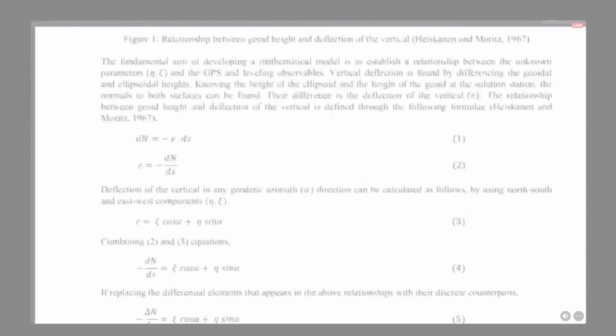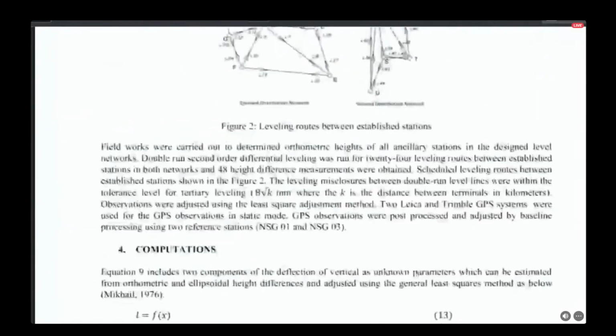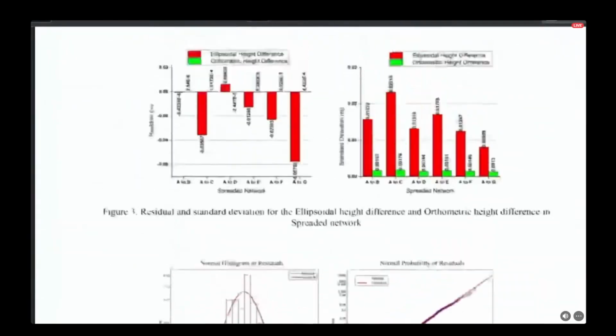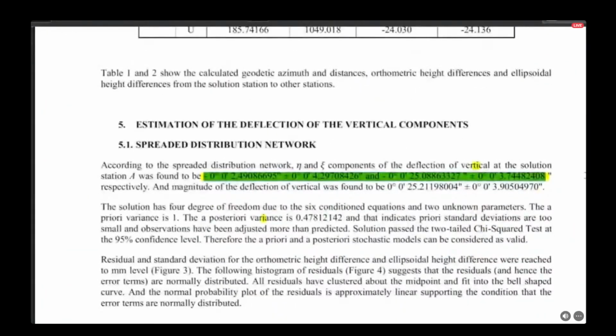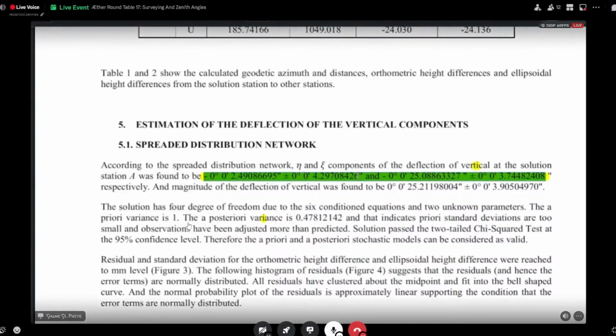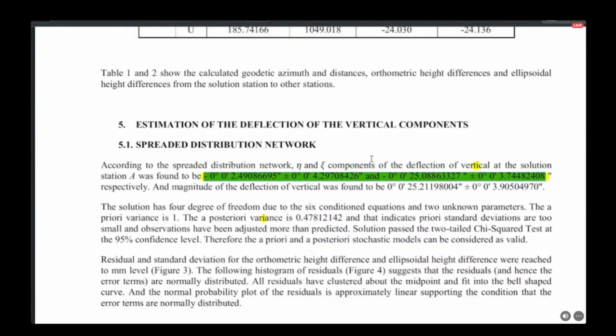It's the same problem that we've been going over and over. They try to solve it, but then they come up with the components of the deflection of the vertical, and solution A was found to be off by 0 degrees, 0 minutes, 2.490888865 seconds. So, I mean, 2 seconds is good. This one is 4 seconds, 0 degrees, 0 minutes, 4 seconds, 0.2970846. Together, that could throw a measurement. That could throw it from 179 to 180 easily when they needed to.